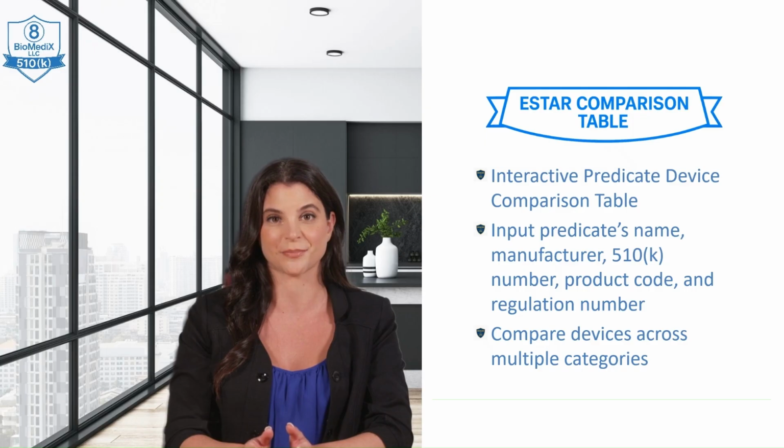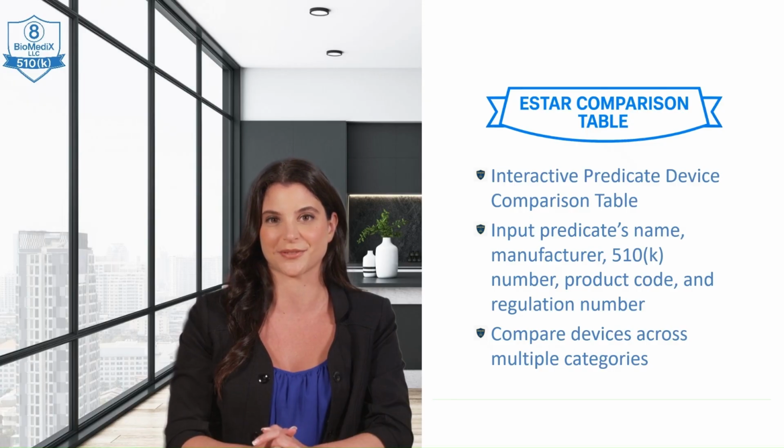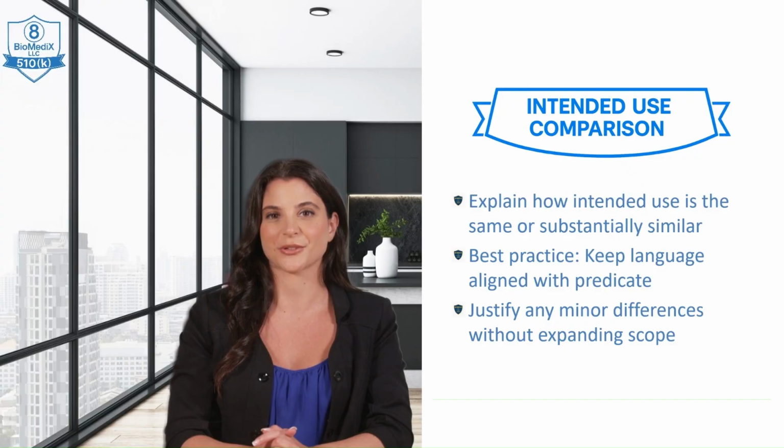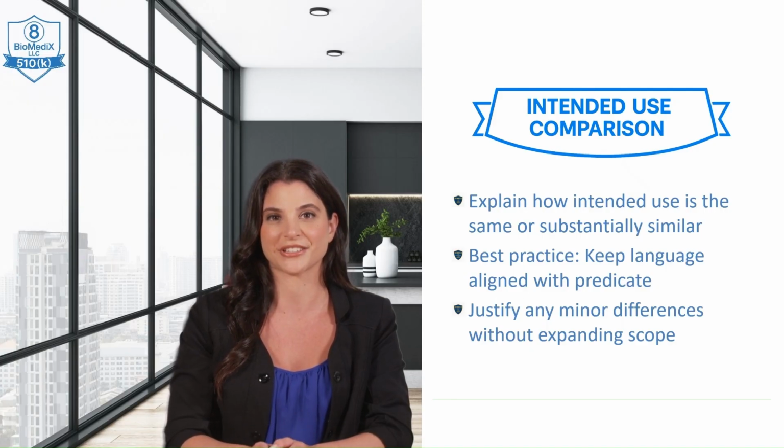You'll need to input the predicate's name, manufacturer, 510K number, product code, and regulation number. Then you'll rigorously compare your device and the predicate across multiple categories. For intended use, the requirement is to explain how they are the same or substantially similar. The ideal scenario is identical intended use.